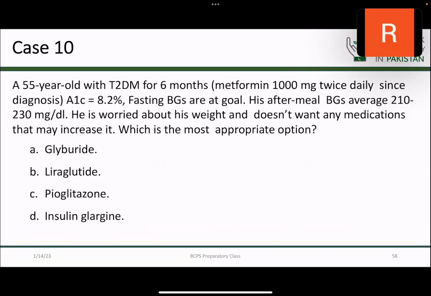Another patient, 55 years old, type 2 diabetes mellitus, taking metformin. A1C is high, so that means glycemic control has not been achieved. Fasting blood glucose is at goal. After-meal blood glucose is 210 to 230 mg per deciliter. So after-meal blood glucose is high. He's worried about his weight. So the main concern here is weight, and he doesn't want any medication that may increase it. So we have to add something with metformin with the concern of weight.